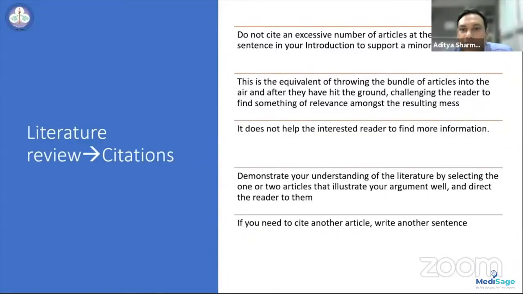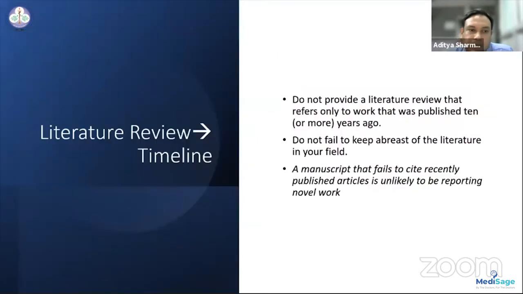Whenever you are citing literature, do not cite an excessive number of articles at the end of sentences in your introduction to support a minor point. This is because you are just throwing a bundle of articles in the air, and after they have hit the ground, you are asking your reader to find something relevant amongst the resulting mess. So it does not at all interest the reader to find more information, and you should demonstrate your understanding of the literature by simply citing one or two articles which illustrate your argument well, and you should guide the reader to them.